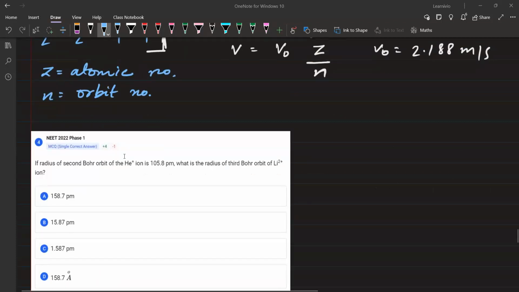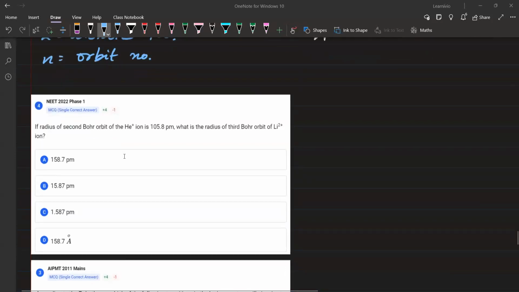I hope you have written this down. Now look, it's a straight question. If the radius of Bohr's second orbit of the helium ion is 105.8 picometers, what is the radius of the third Bohr orbit of Li2+ ion? Okay, they have given the Bohr orbit of the helium positive ion, and they have given it in picometers.